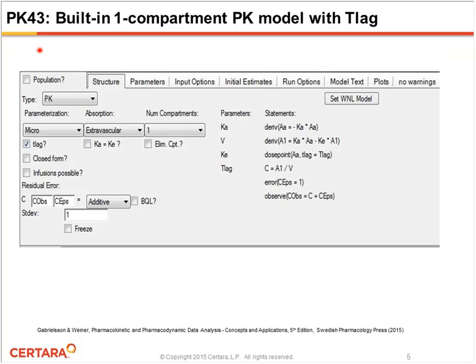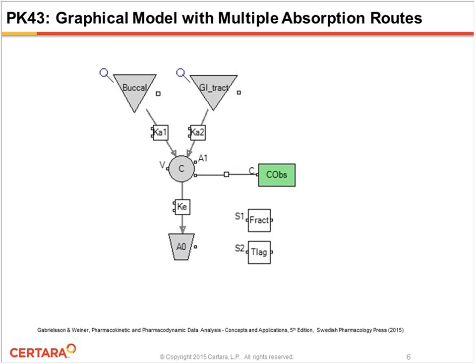If we look at the built-in model options in the Phoenix model object, there is the option to add a T-lag. So we have here a PK model type with a microparameterization, extravascular absorption in one compartment. We can certainly add a T-lag, but that is not sufficient in this case to model the entire absorption profile, since there's 2 phases to it. So the solution in this case is to use one of the graphical model options.